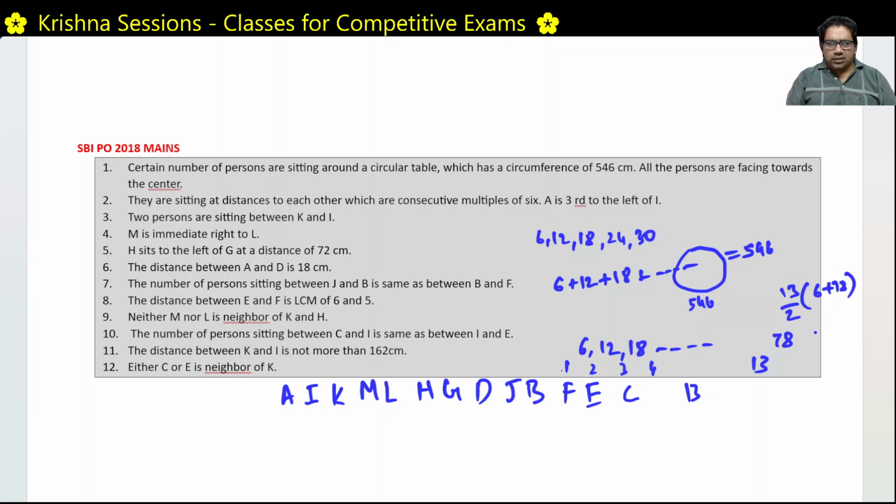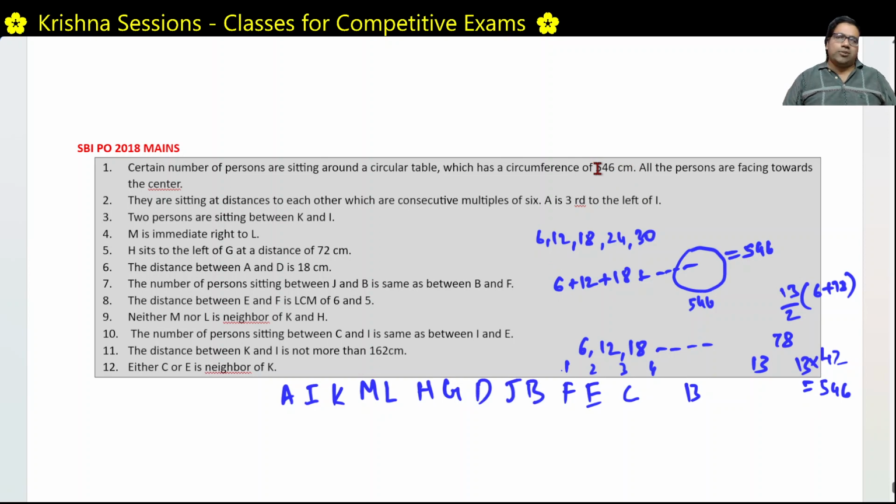This is equal to 84 by 2 into 13, which is 42 into 13, which is equal to 546. So what does that mean? He has already given 13 people, and even if you assume that it starts with 6, 12, 18 and all, the distances between all these 13 people are adding up to 546. He is saying total circumference is 546.